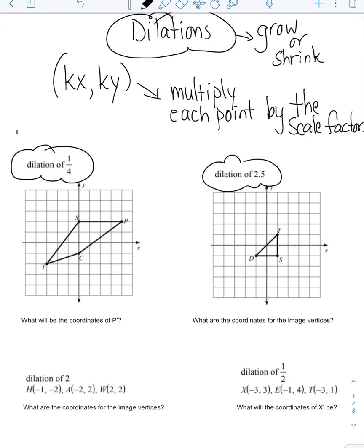So let's look at example 1. The first thing I want you to write in your notes is dilation of 1/4. I need to figure out what I'm going to multiply all my numbers by. Since it's a fraction, either you have memorized that 1/4 is 0.25, or you can type in 1 divided by 4 in your calculator to get 0.25. So I'm going to multiply all of my points by 0.25.